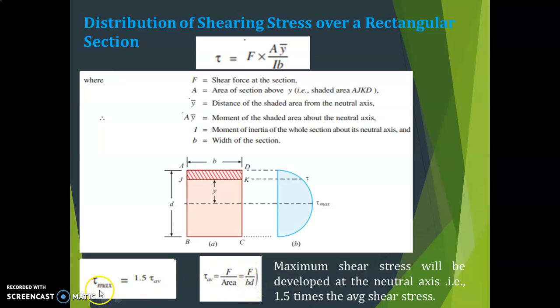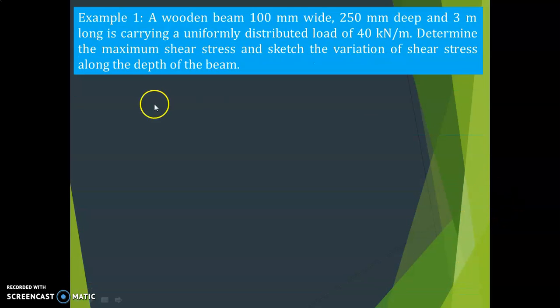Okay, so how can you calculate tau maximum? That is equal to 1.5 times tau average. So calculate tau average using this formula: shear force divided by B into D. Always remember, maximum shear stress will be developed at the neutral axis, that is 1.5 times the average shear stress, in the case of a rectangular section. Okay, so we will solve one example on this.